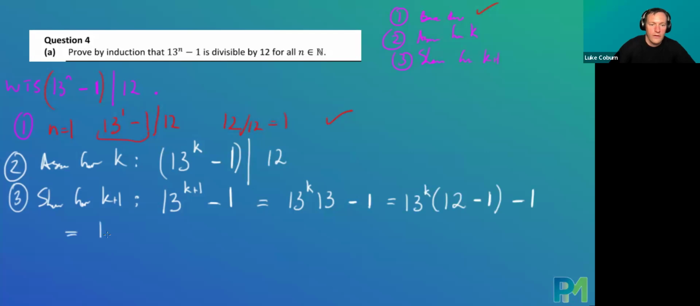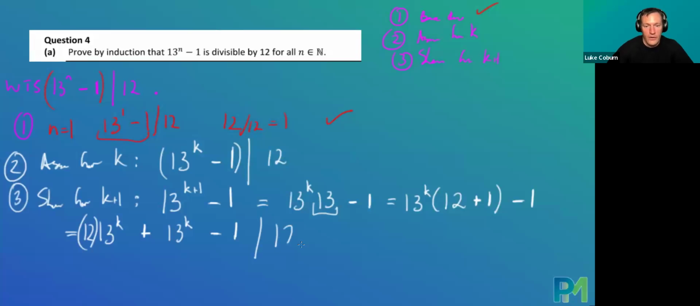Which is 13 to the power of k times 12, plus 13 to the power of k, minus 1. Sorry, this is not 12 minus 1, this is 12 plus 1. Sorry about that. This 13 here, I broke it into 12 plus 1. Then minus the 1. Okay. And now we're finished.